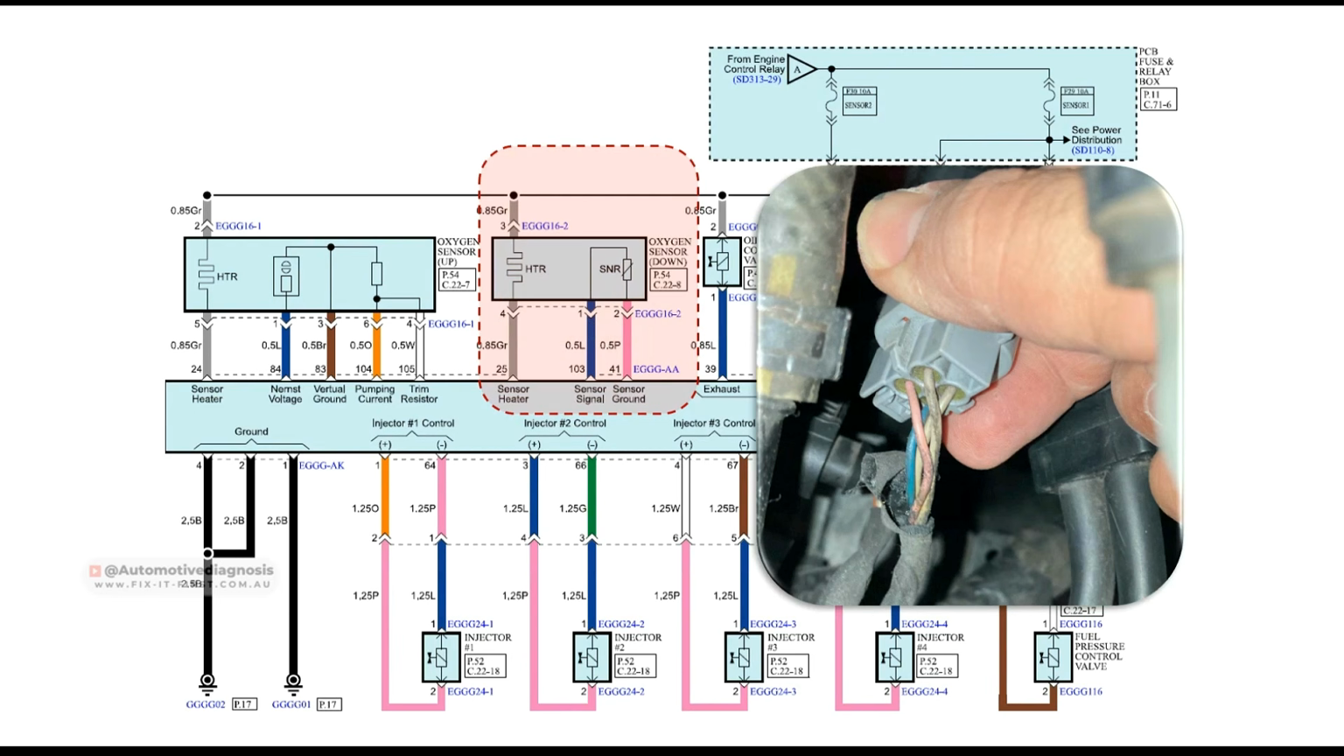The downstream oxygen sensor can turn the check engine light on if it detects low efficiency of the catalytic converter or if the sensor itself is faulty. In both cases, you may have higher emission and higher fuel consumption.